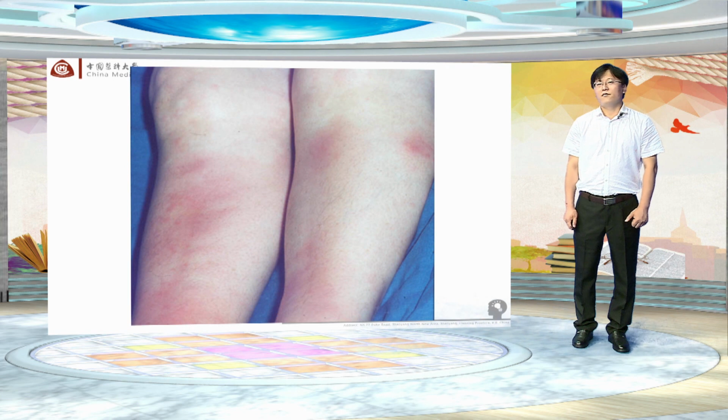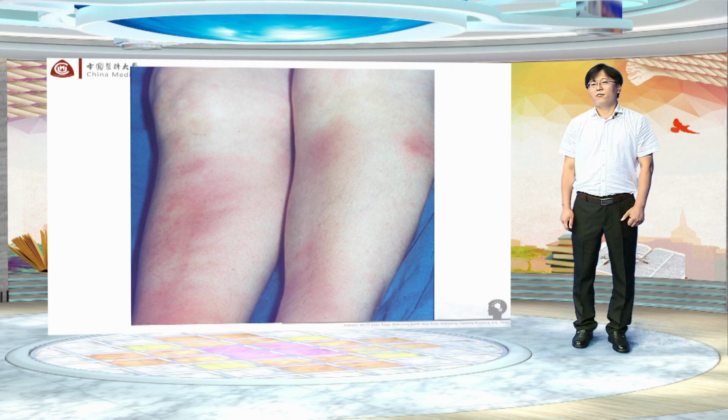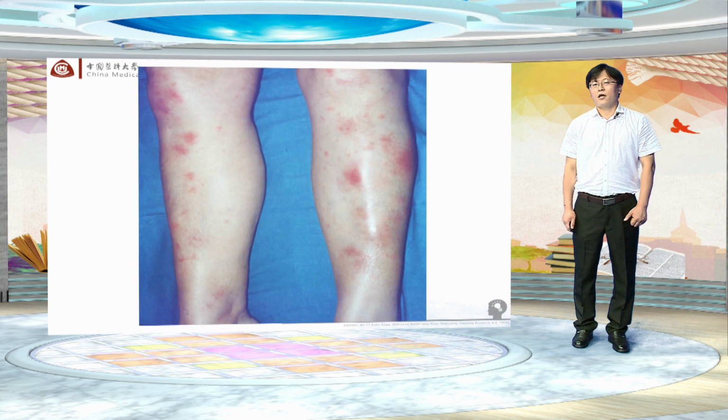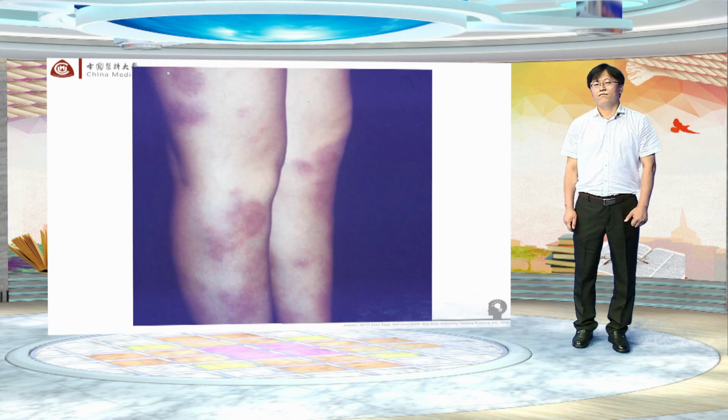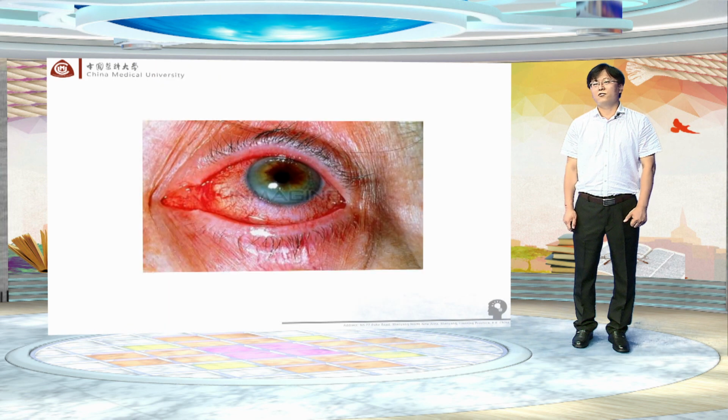This is a picture of skin lesions in a patient with primary tuberculosis. You can see very extensive damage. And this is also a picture of erythema nodosum, on the patient's legs. And also the same lesion, quite extensive. And this is the conjunctivitis.